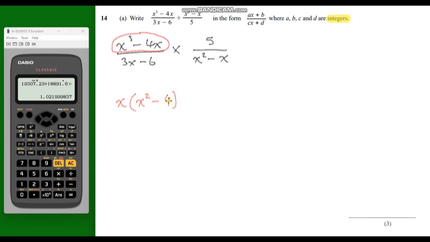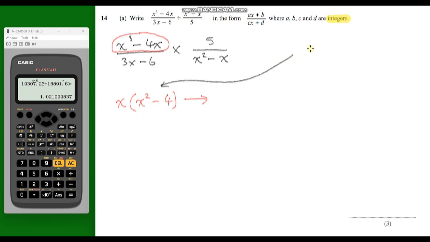And I'm just noticing we can factorize this even further, because x squared minus 4 is a difference of squares. And if you're a bit unsure of what a difference of squares is, let me just show you. You can see that x squared is a square number, and 4 is also a square number. So what we do is take the square root of both numbers.